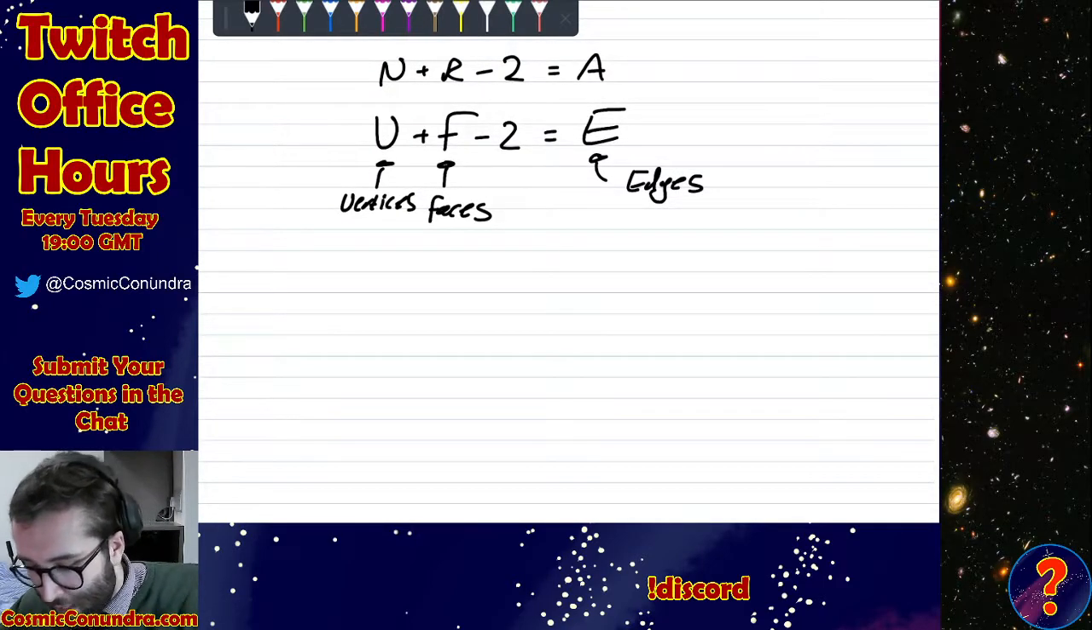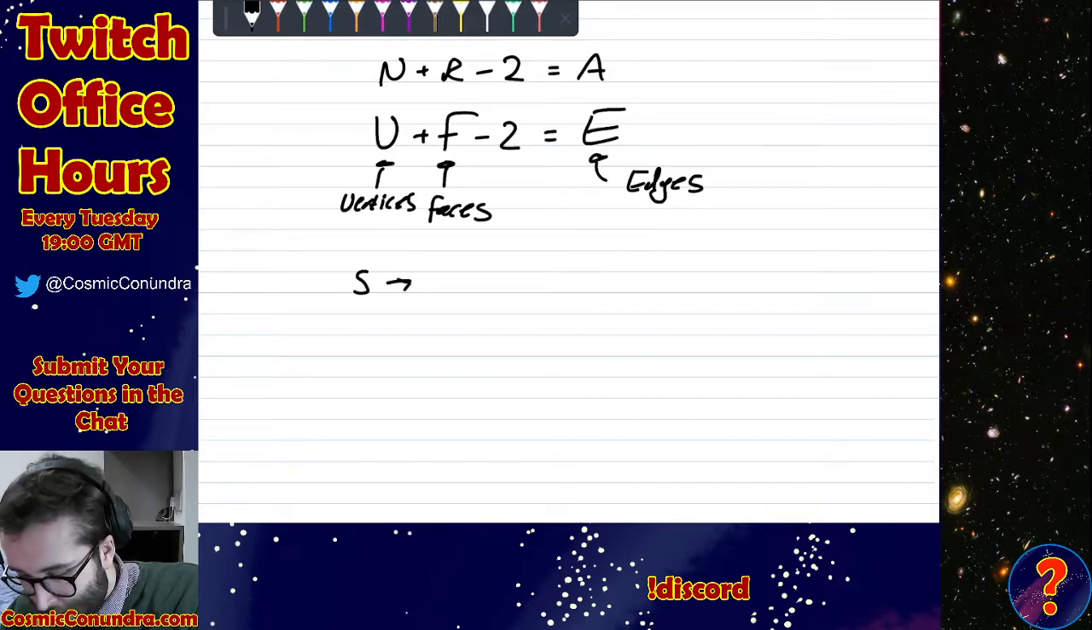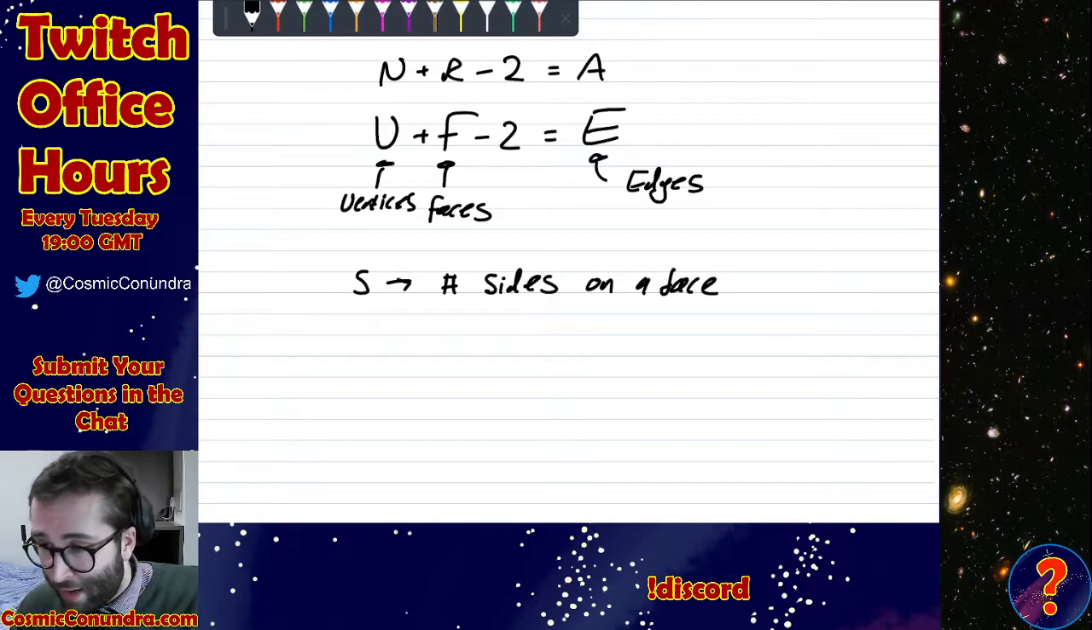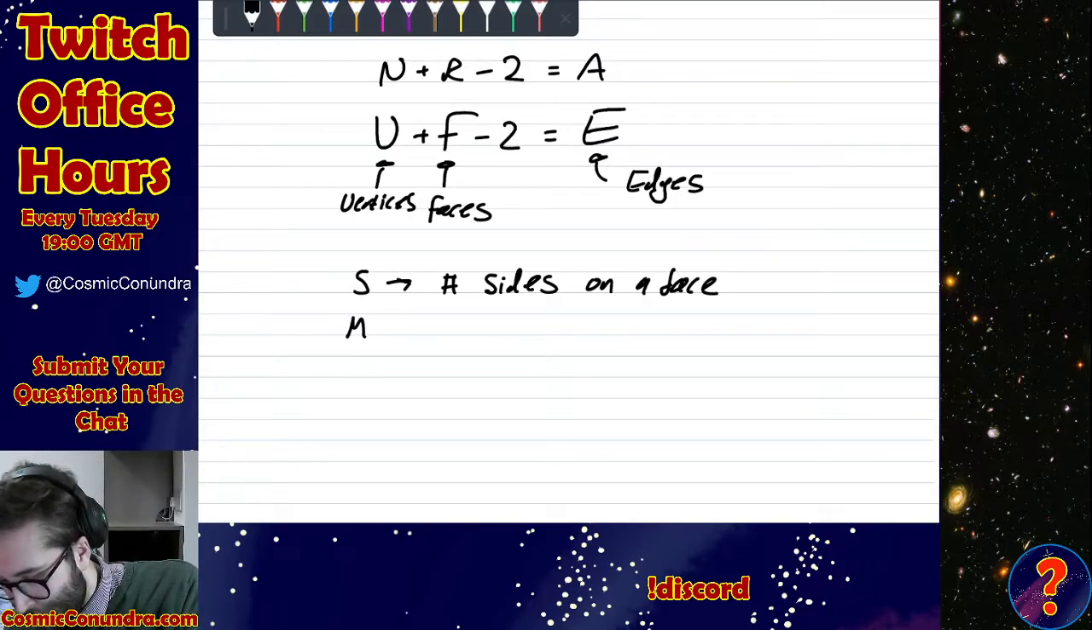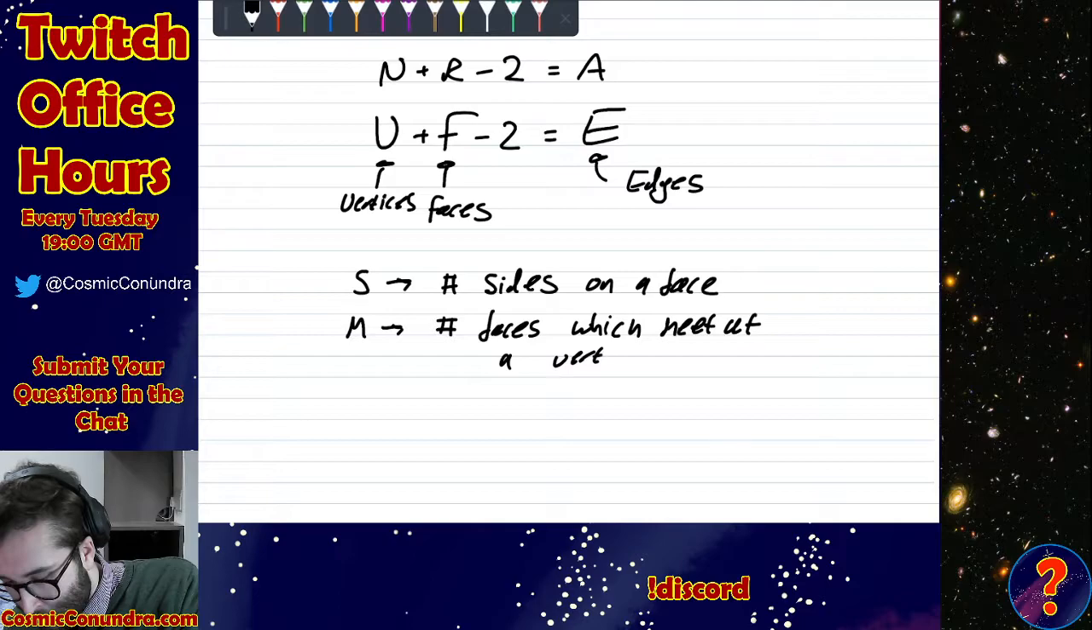So we can introduce 2 more things. We can introduce s, that I will call the number of sides on a face. So every face is the same, remember, for these solids. So this is the number of sides a face has. For a cube, which has square faces, this number will be 4. And then I also introduce m. This is the number of faces which meet at a vertex. So for the cube again, now this will be 3.